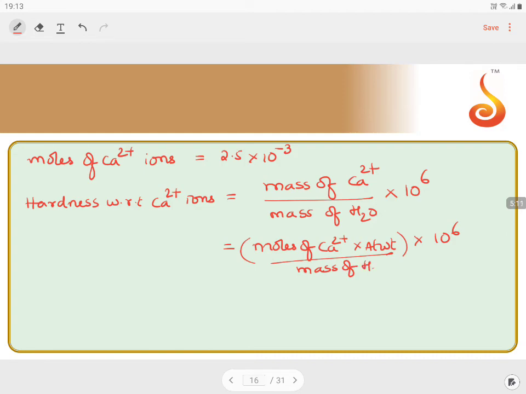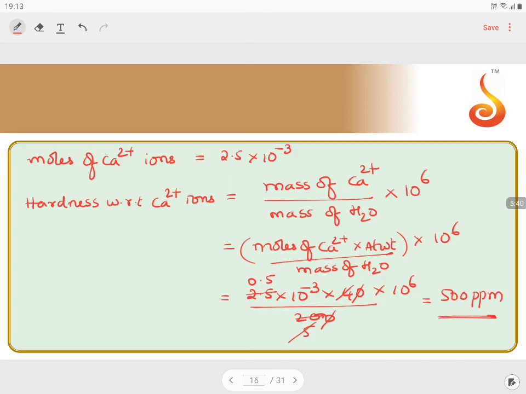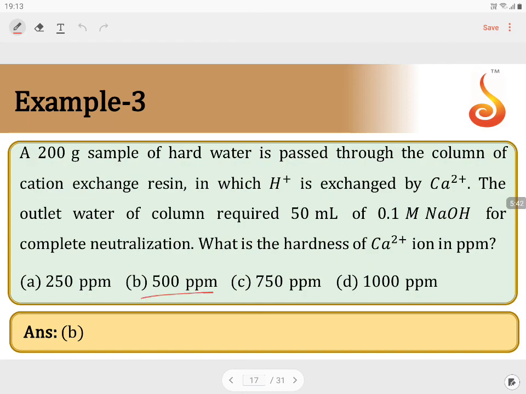Since mass of water is taken as 200, this is 2.5 into 10 power minus 3, into atomic weight of calcium which is 40, into 10 power 6 by 200. Now we can say the 0 and 0 get cancelled, 4 fives are 20, so this is 5, 0.5 times. Now this comes approximately to 500 ppm. So the answer for this particular one is 500 ppm.